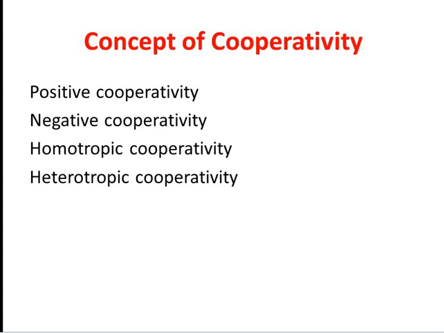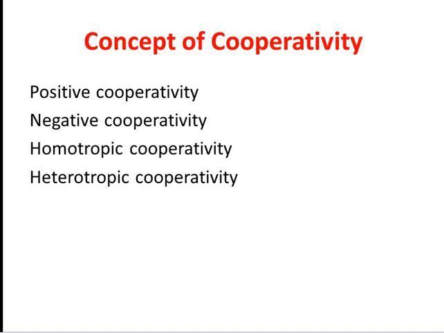Positive cooperativity is said to occur when the binding of one molecule of a substrate or ligand increases the affinity of a protein for other molecules of the same or a different substrate or ligand. Negative cooperativity occurs when the binding of one molecule of a substrate or ligand decreases the affinity of the protein for other molecules of the same or a different substrate or ligand.